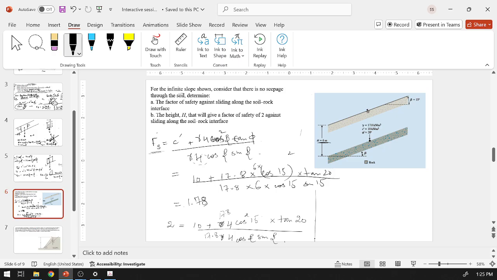So we will have 17.8 into 2 into cos 15 into sin 15, which is 8.9, equals 8.9 h, equals 10 plus 17.8 into cos 15 into cos 15 into tan 20.